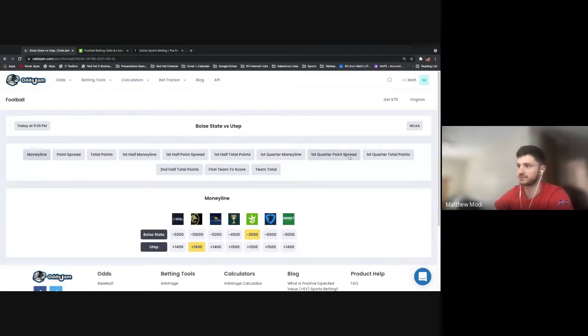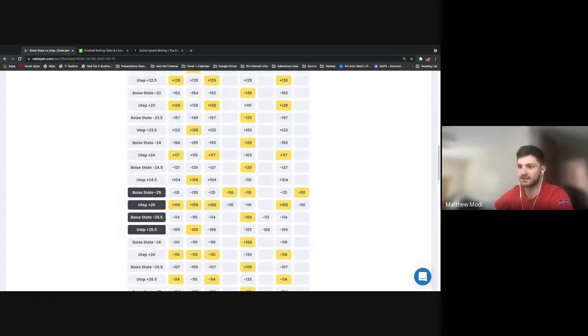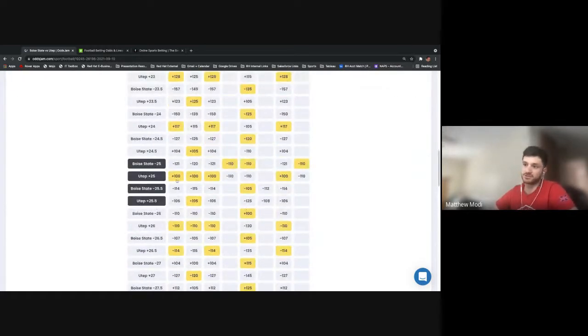This page shows you everything you can possibly want. I went to point spread and then I scrolled all the way down to see if I could find the best odds. So instead of getting UTEP plus 25 at minus 110 on DraftKings, you could either get them at plus 100 for the exact same bet, or you could get an extra point with the same odds. So if I had just been using DraftKings, I would have taken a worse bet than I could have possibly gotten.